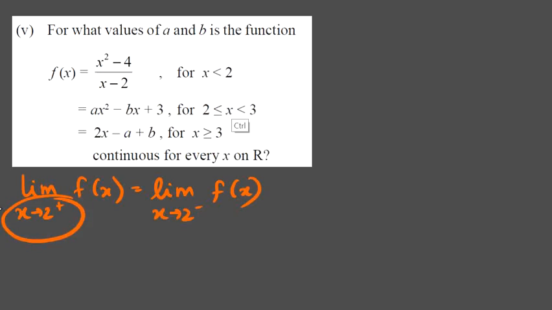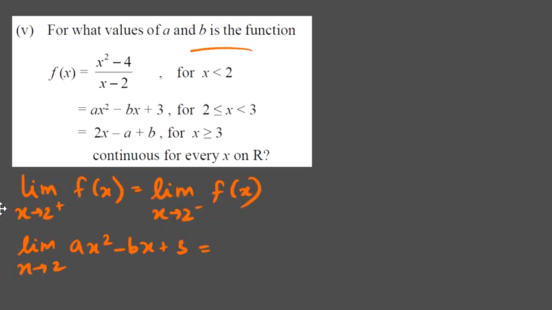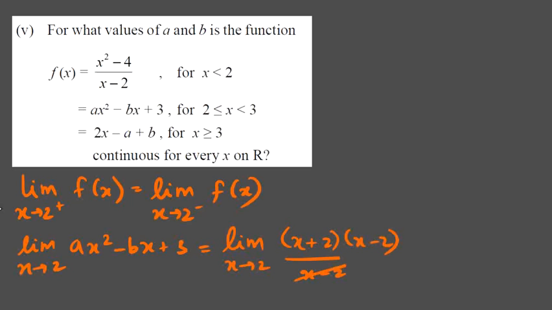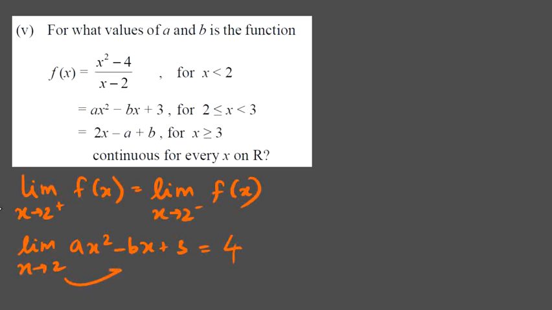For the right hand limit, that is for x greater than 2, the function is this. So we will write limit of x tends to 2. For the right hand limit, we are writing our function as ax square minus bx plus 3. For the left hand limit, that is for x less than 2, the function is this. So here we will say limit of x tends to 2, x square minus 4 upon x minus 2. We can write that x square minus 4 as x plus 2 into x minus 2. X minus 2 gets cancelled. So we are left with x plus 2. And when you put x equal to 2 in this expression, this becomes 2 plus 2, which is equal to 4.